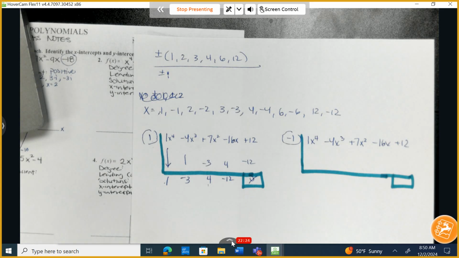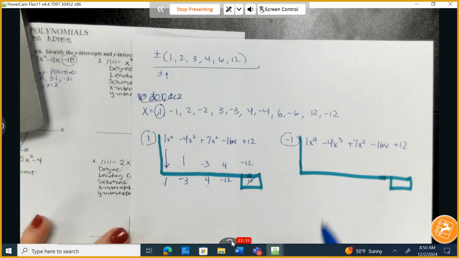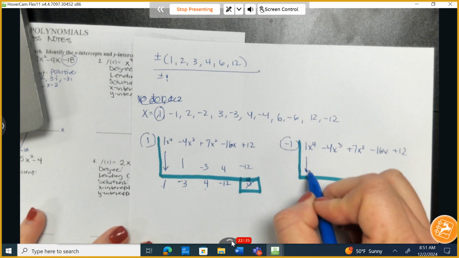Okay? So I'm going to come up here right now and I'm going to circle 0. That's one of my 4 solutions. I'm going to go ahead and test negative 1 because it's already here, and then we'll move on to the next part. So give me 1 second.